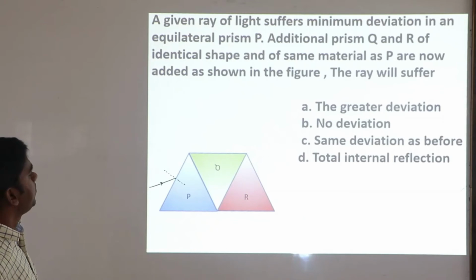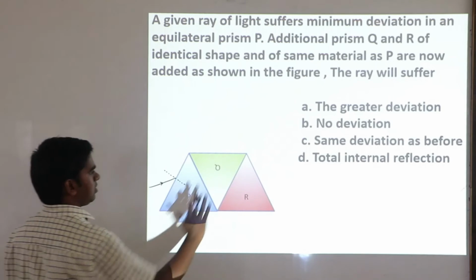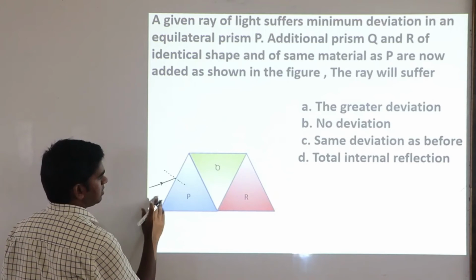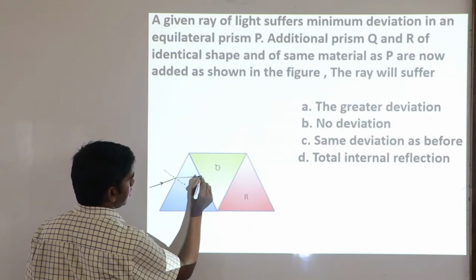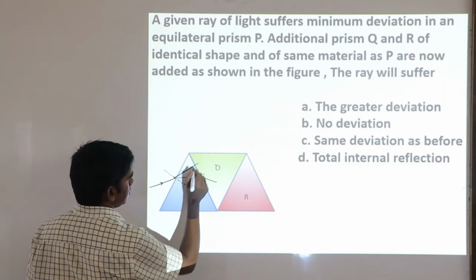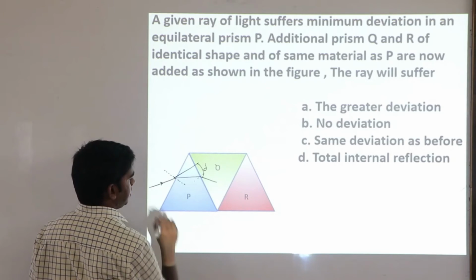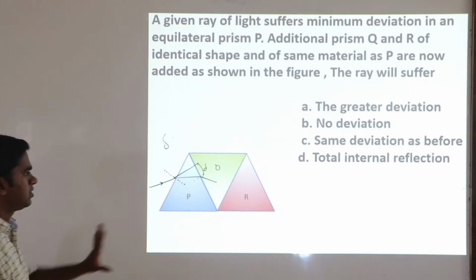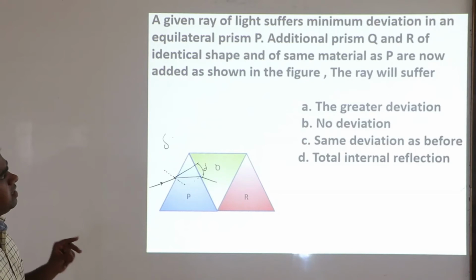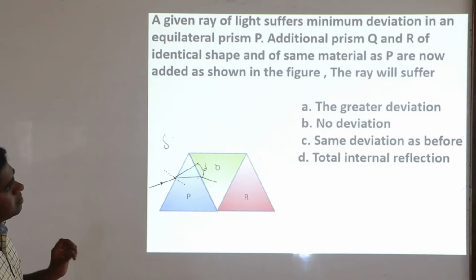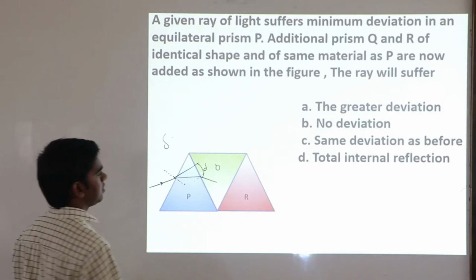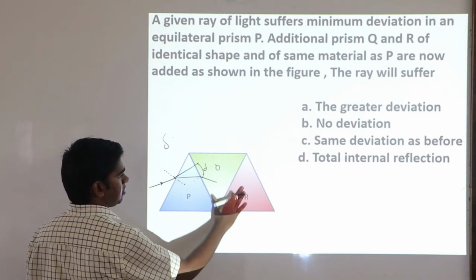So now the next problem. A given ray of light suffers minimum deviation in an equilateral prism P. Okay. So think that these two prisms are not there, only prism P is there. They say there is a minimum deviation. So it will come here, then again it will come here. So this is going to be your deviation. Okay. So some deviation is there. So after this prism, what are they asking? Additional prisms Q and R of identical shape and of the same material as P are now added as shown in the figure. Okay. So Q and R are going to be added like this.